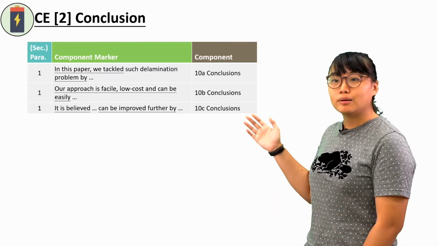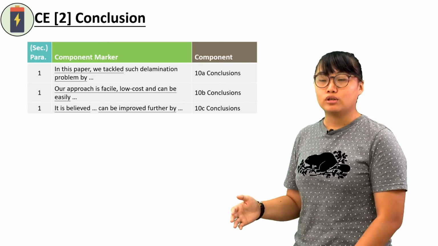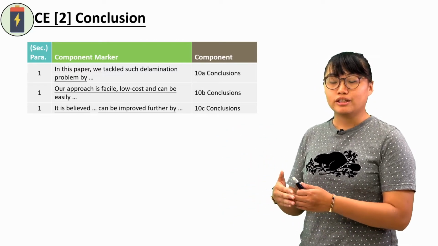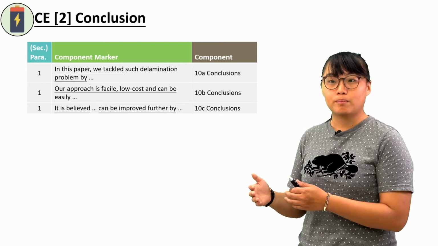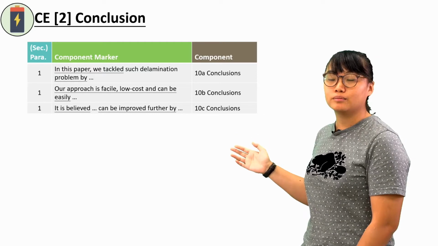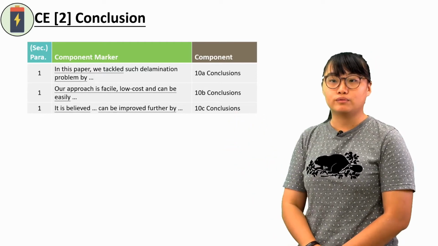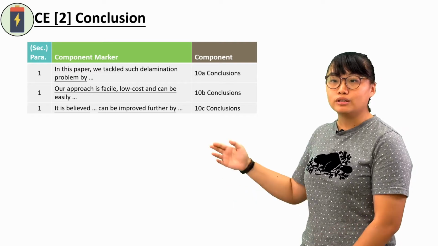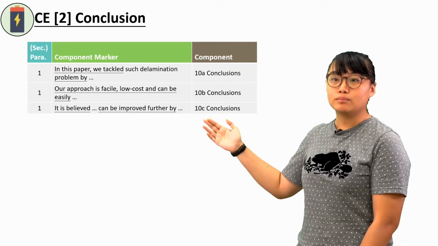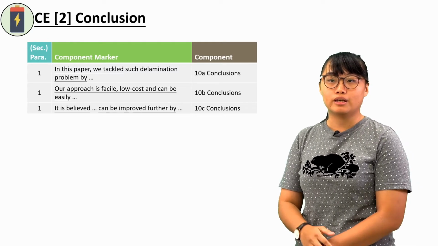And the second subcomponent, we can define as advantage because they use the positive keywords of faster, low cost, and easily. And the third subcomponent, we can define as future work because we can see that they say it can be improved further, which means that there are many more things that they can do in this topic.